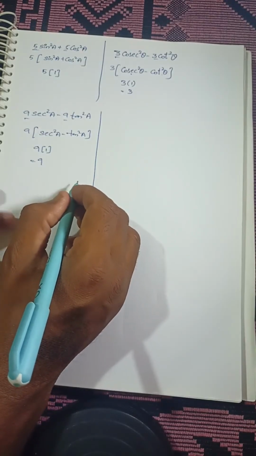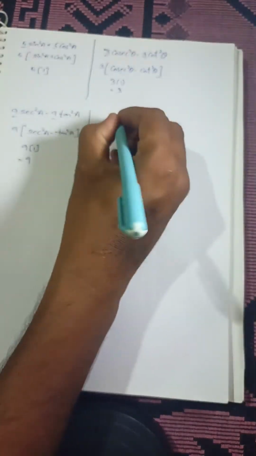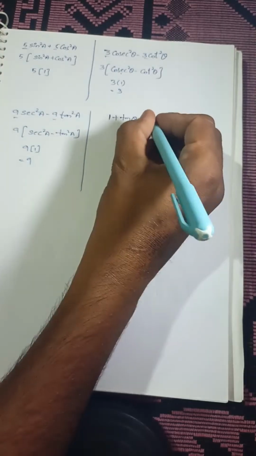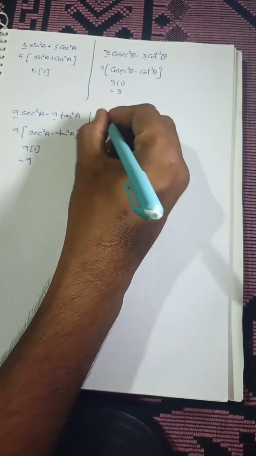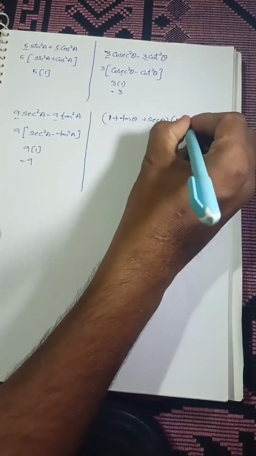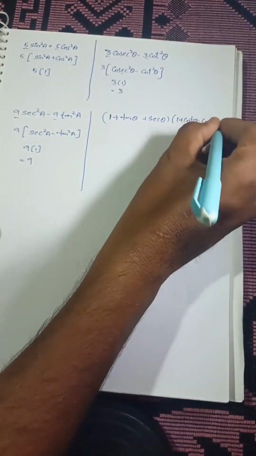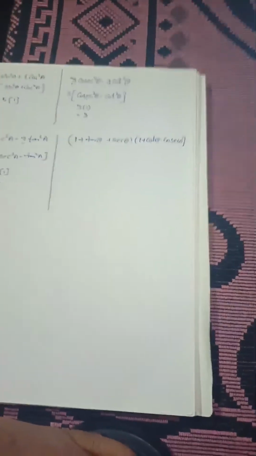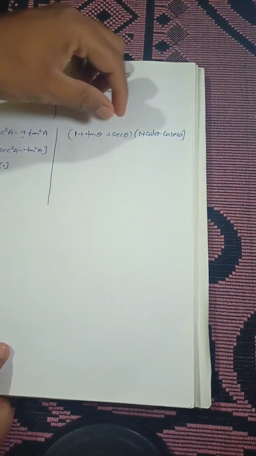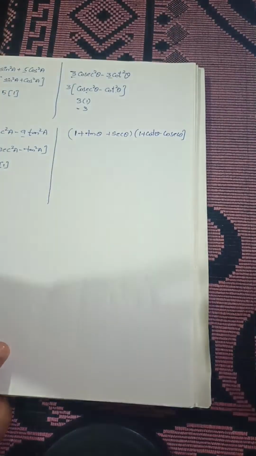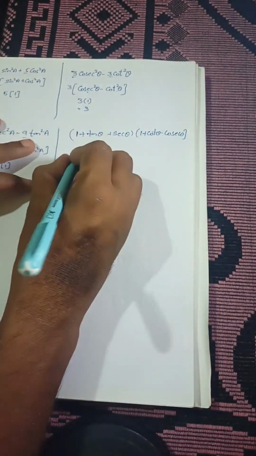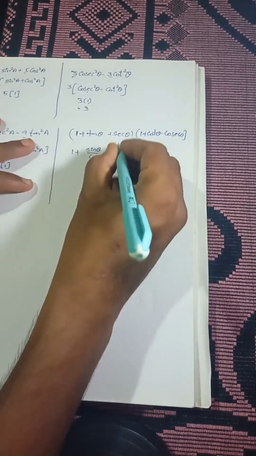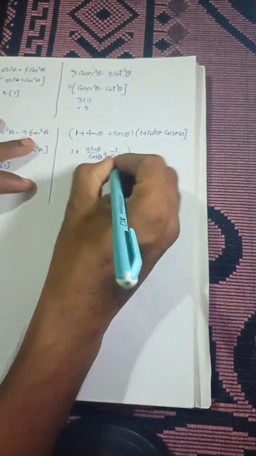Next, if we are having in terms of other numbers, 1 plus tan theta plus secant theta into 1 plus cot theta minus cosecant theta. Whenever we are getting this kind of problem, please try to express tan, secant, cot, cosecant in terms of sin and cos. Now see, 1 plus tan theta is sin theta by cos theta. Secant is 1 by cos, because it is the reciprocal.